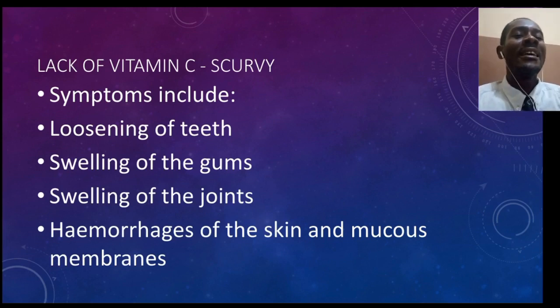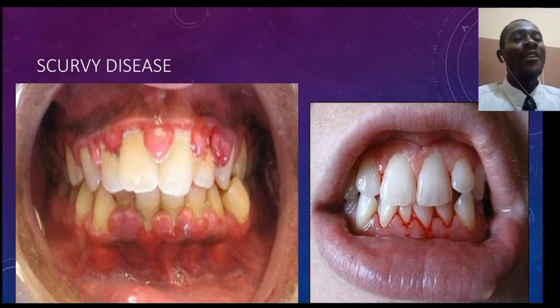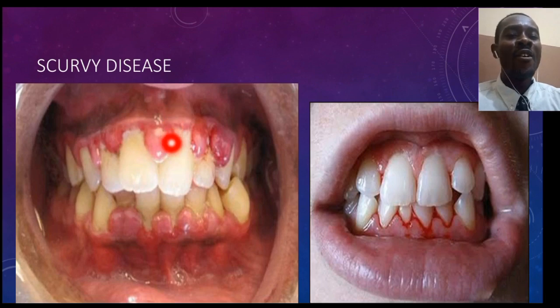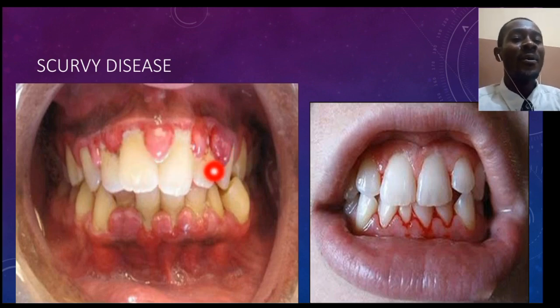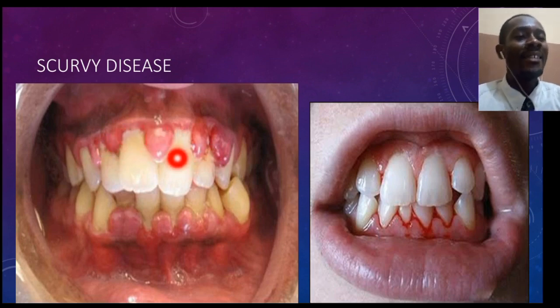As we are going to see in some of these slides, look at this slide on your screen. We mentioned the first one, loosening of the teeth, swelling of the gum. As you can see, this patient's gums are well swollen, and it will be very painful for this patient to put things into his mouth, even to chew or to swallow. It makes the dentition look awkward and out of place. So this is as a result of lack of vitamin C.